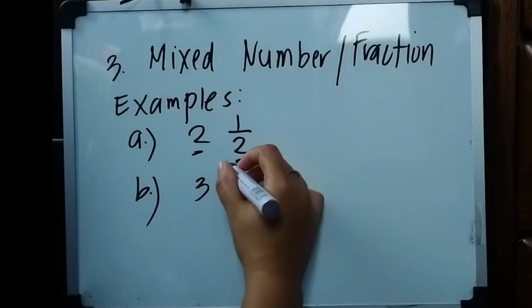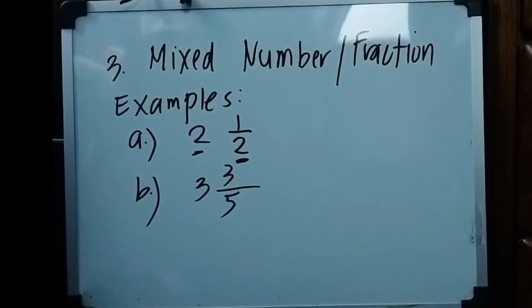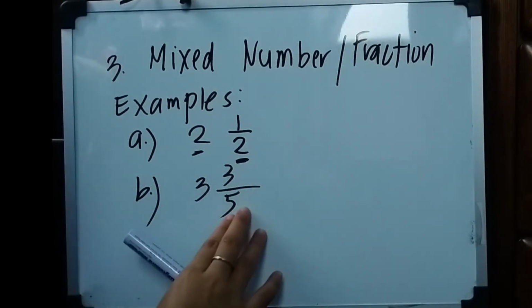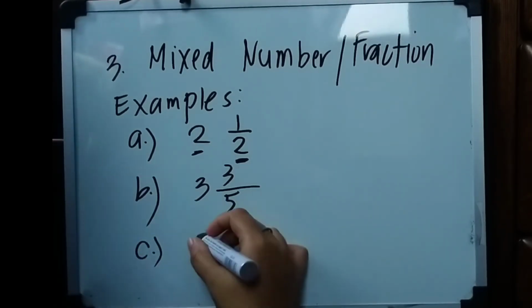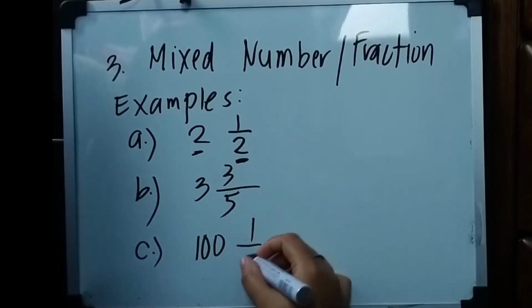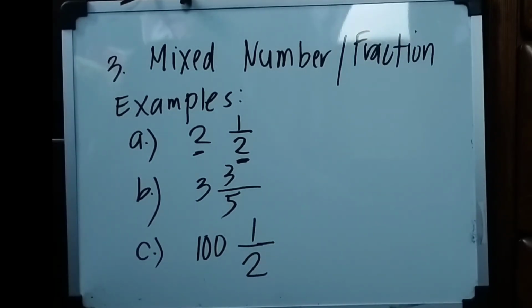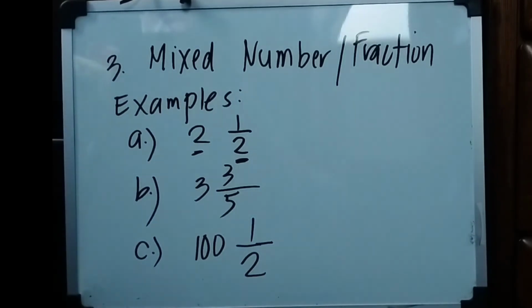We have 3/5. Basically here we also have a fraction and a whole number. And lastly, we have 100 and 1/2. Obviously, this is just the same as the first two examples. We have a fraction and a whole number. So you always have to remember that a mixed number has a whole number with a fraction. That is why it is called a mixed number.